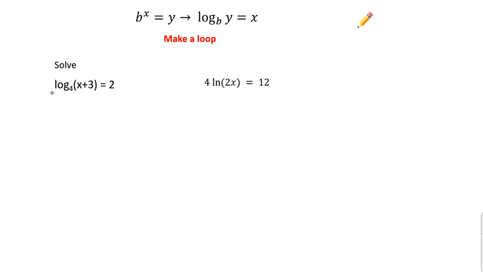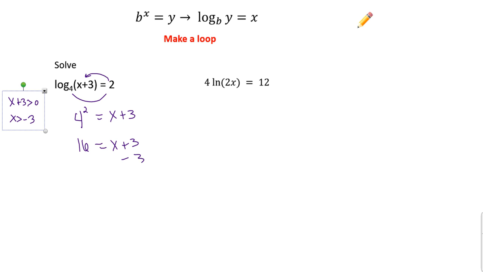Okay, here we go. Domain: x plus 3 greater than 0. So I need my answers to be greater than negative 3. Converting, this becomes 4 is the big base to the 2 power. That equals x plus 3. 16 minus 3. Whoops, minus 3. X equals 13.